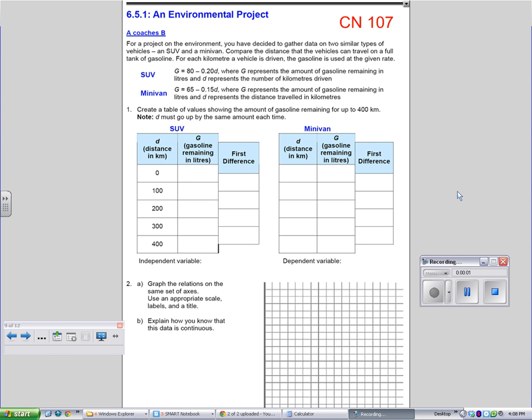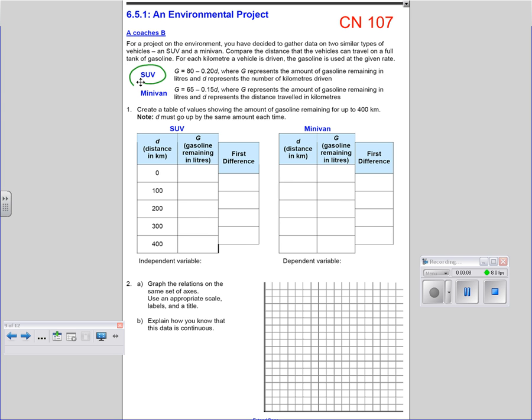In this video, we are going to investigate two different linear relationships: the SUV's amount of gasoline remaining compared to the number of kilometers driven, as well as the minivan's gasoline remaining versus kilometers driven. So both of these relationships use the same variables, distance and gasoline remaining.